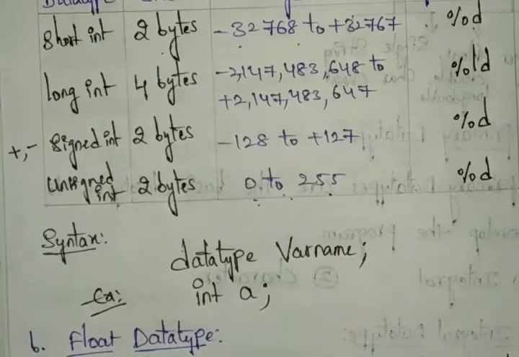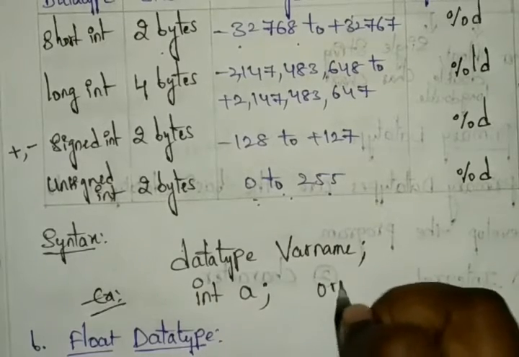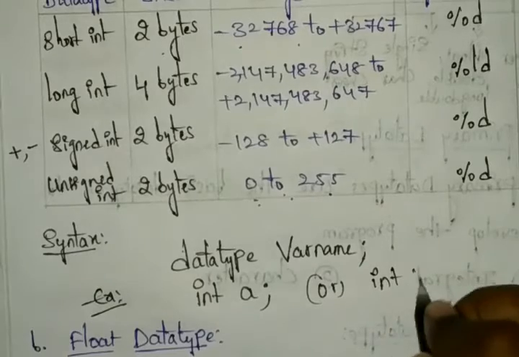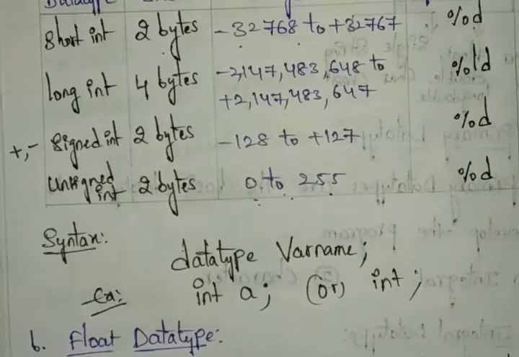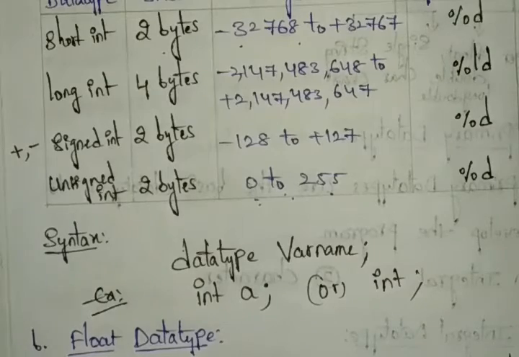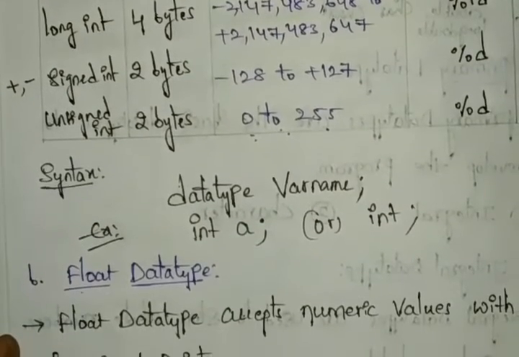And here, without the variable name also we can define it like this. Or else you can mention it with the integer. Okay, so this is the integer data type. And next we have the second one, that is the float data type.